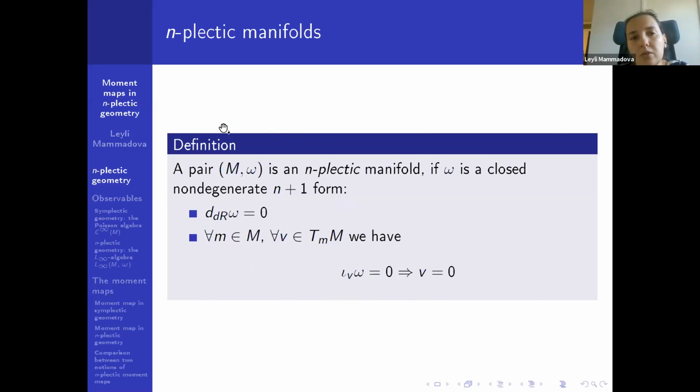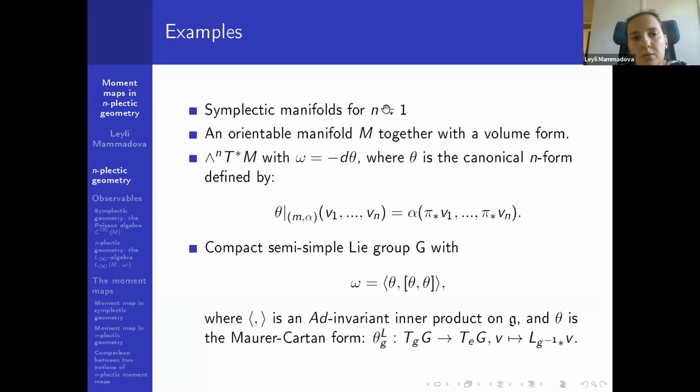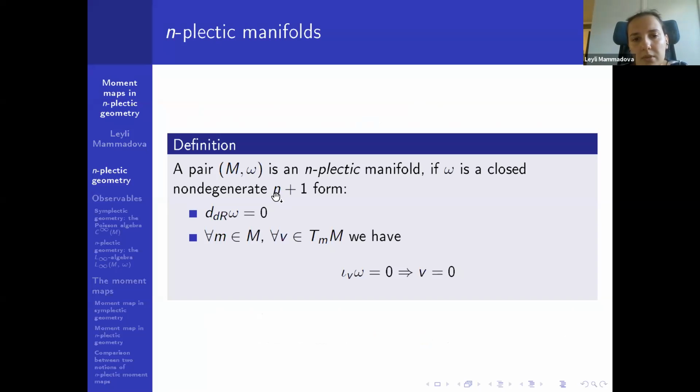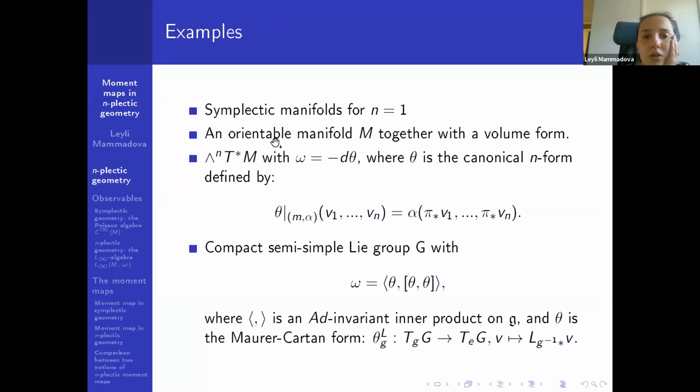Let's look at examples. So we'll start with the most familiar example, symplectic manifolds. When n is 1, let's go back to this slide and see what happens. n=1 means here we get a 2-form that is closed and non-degenerate, precisely the definition of a symplectic form. Other examples are orientable manifolds with a volume form. A volume form is a top dimensional form, so it's closed, and non-degenerate because it's a volume form.